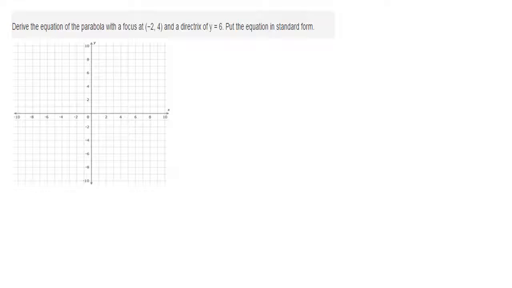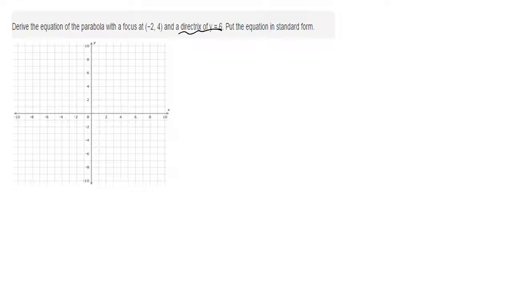Okay, so we're going to go ahead and use the focus and the directrix to find the equation of the parabola. To do that, we first need to look at what the directrix and the focus are on the graph and what they are in relation to the parabola, and that will help us figure out which way the parabola opens. So I'm going to start with the directrix, and that is the line y equals 6, which means it's a horizontal line at 6.